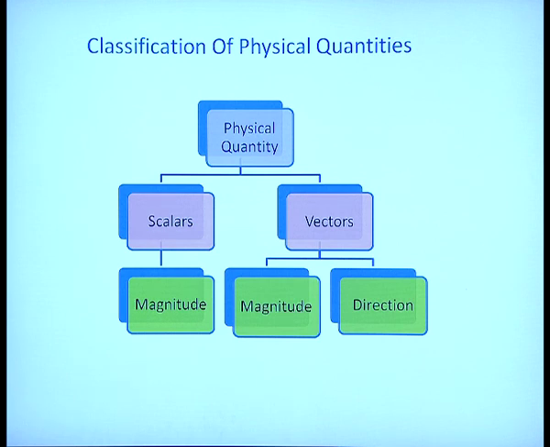Scalar quantities have only magnitude. The physical quantities which require only magnitude for their complete specification are known as scalar quantities. For example, mass. If you are taking the mass of an object, suppose 500 kg, then it completely specifies the mass of the object. It does not require anything else for its complete specification.